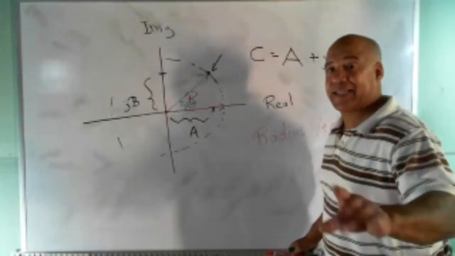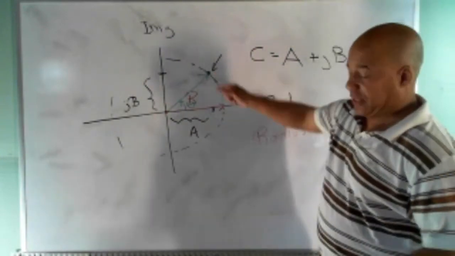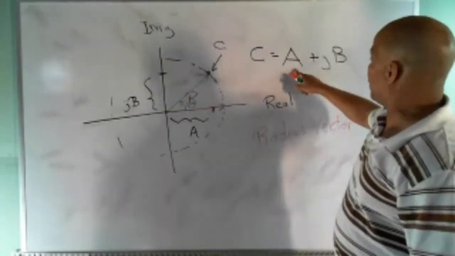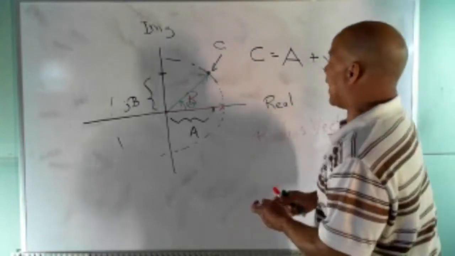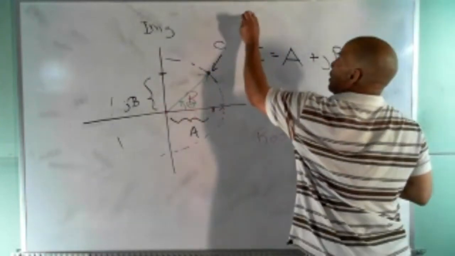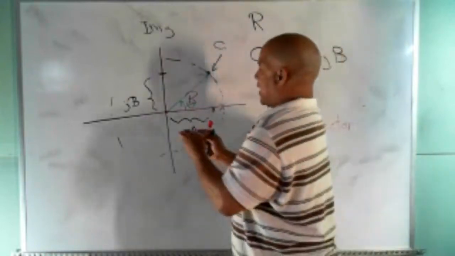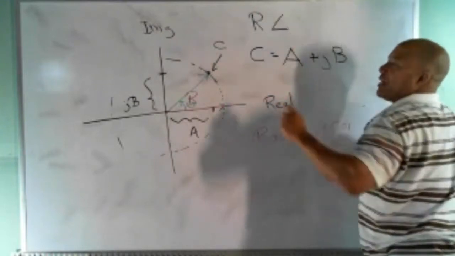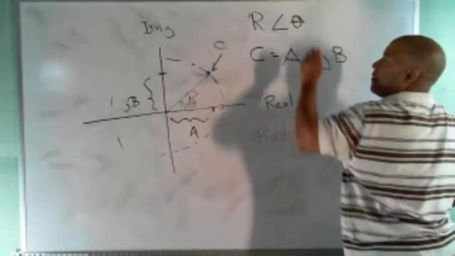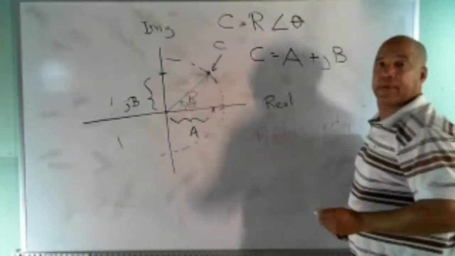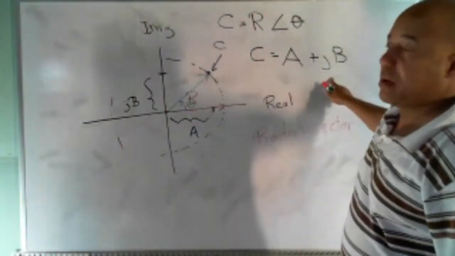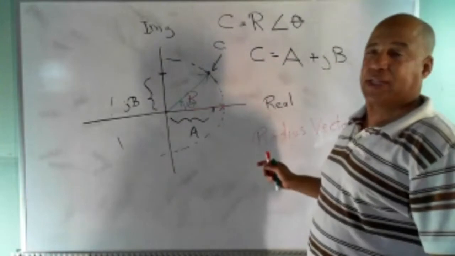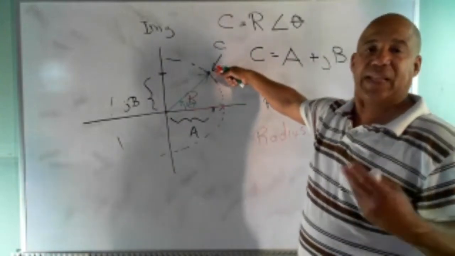So my point is this, though. I can get to that number C. This is C. That's the complex number C. By going over A units and up JB units, or I can go out R units, and I can take that radius vector and raise it up so many degrees. So it's going to be R at an angle of theta. So I can actually get to C that way. I can go over and up, or I can go out the radius vector, and you have to tell me how many degrees up or down to move that radius vector. And if I'm pointing at that point C, then that's a complex number.